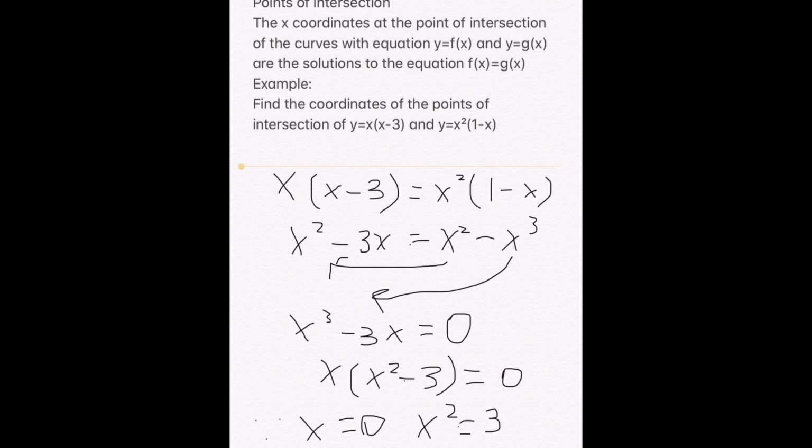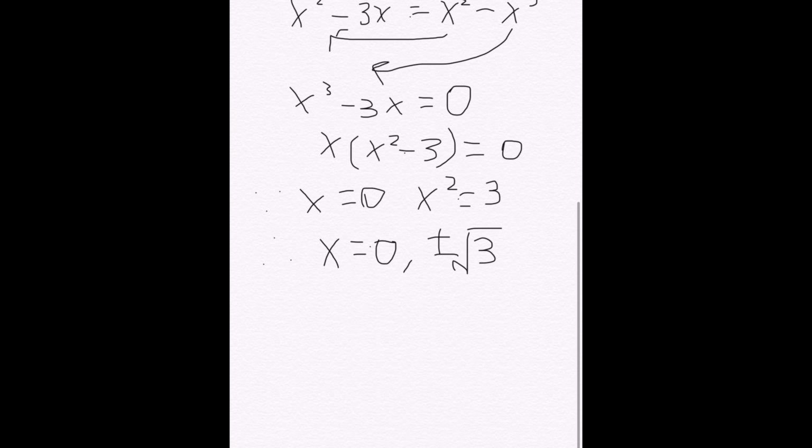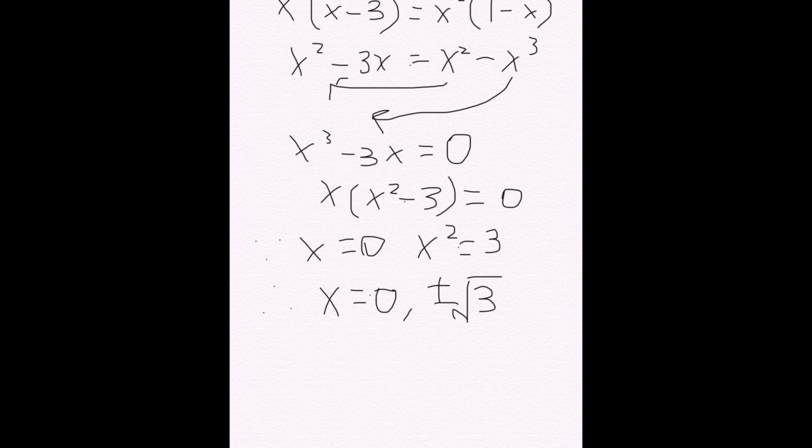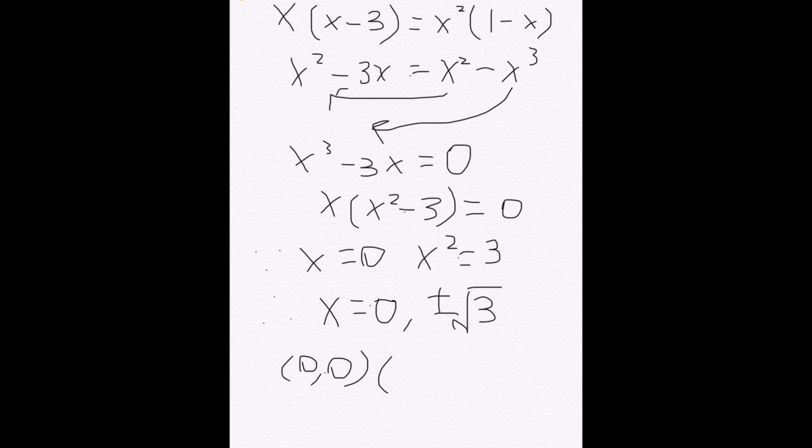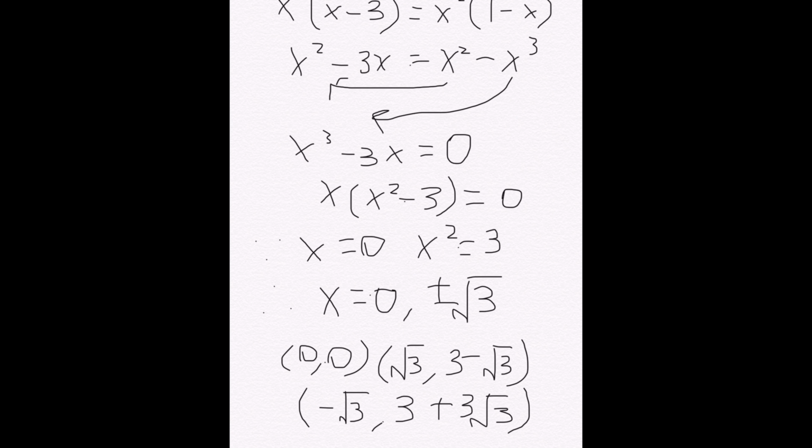Then we know that either x equals 0 or x squared minus 3 equals 0, so x squared equals 3. So you know that x equals 0, square root of 3, or negative square root of 3. Then you just need to substitute the value of x into the original equation to get the value of y. Now we're going to look at transformations of graphs.